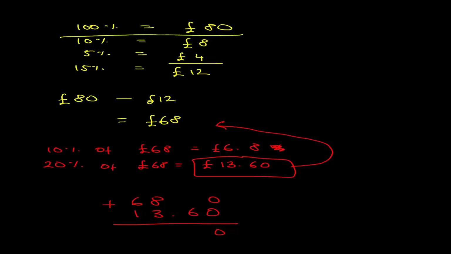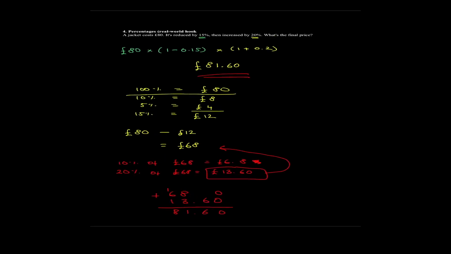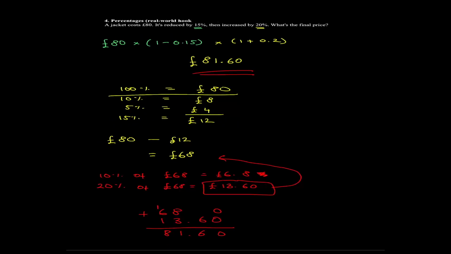So 0 plus 0 is 0. 0 plus 6 is 6. 8 plus 3 is 11. 6 plus 1 is 8. So you should get the same answer as before, £81.60. So well done if you got that correct. Make sure you understand both methods. So to be able to do this with a calculator and then without a calculator, it's really important that you're able to do both of those methods because it could come up in either section of the assessment.